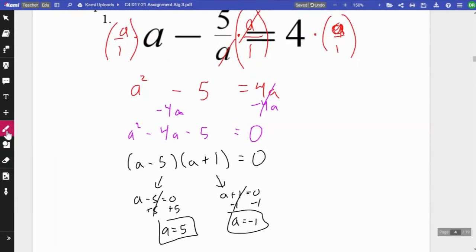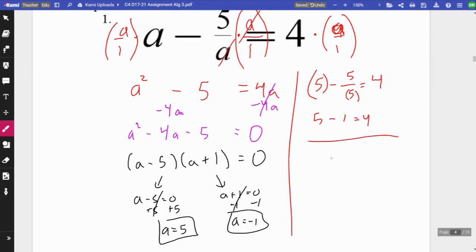And so you could test these, plug these in. I'm not going to do this every single time, but just for completeness, maybe I'll do it right now. We could check both of our answers, make sure they make sense. If we plugged in 5, we should get equality. This is 5 minus 5 over 5 equals 4. So 5 minus 1 is 4, true. The other one, if we use -1 minus 5 over -1 equals 4. We have some negatives to deal with here. 5 divided by -1 is going to be -5. So -1 minus a -5, and double negatives is plus a positive. So really this is 4 equals 4. So we can see they both work.